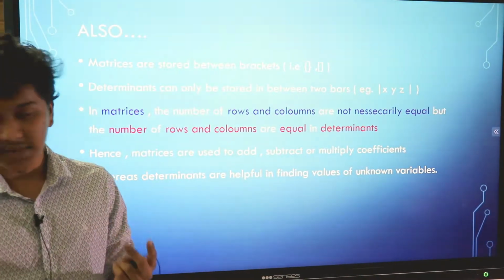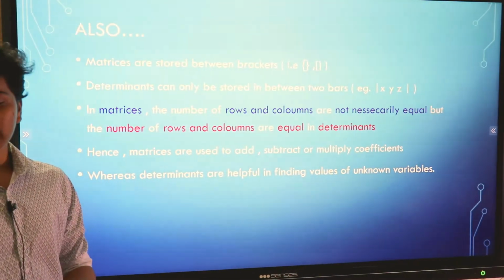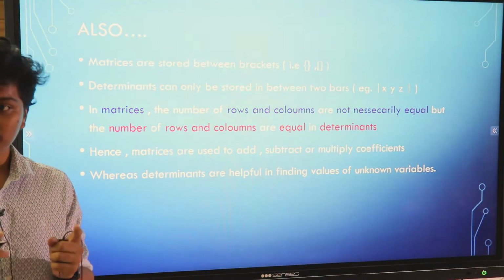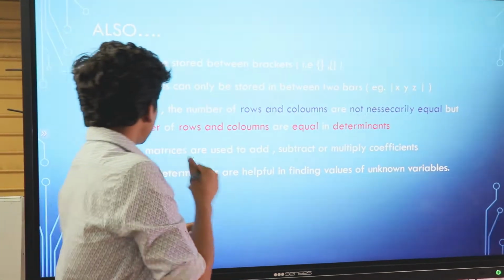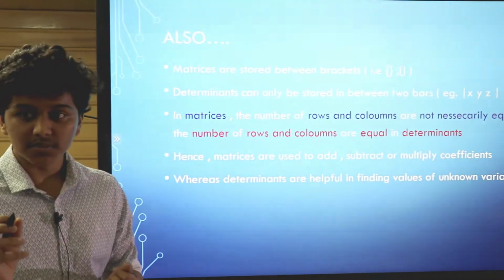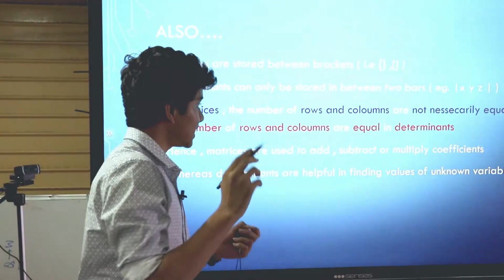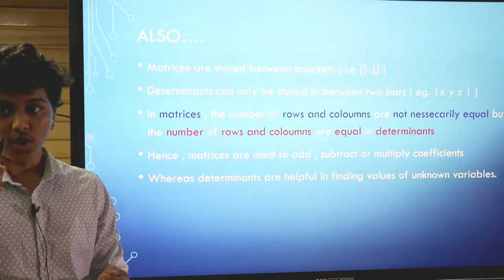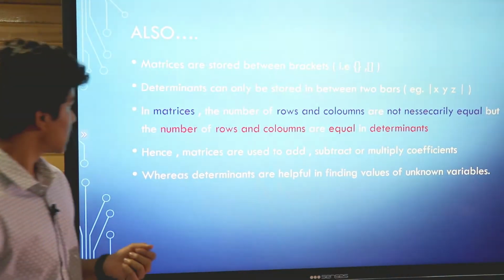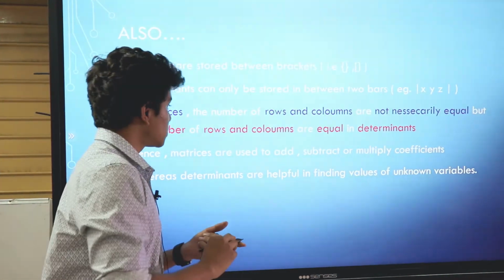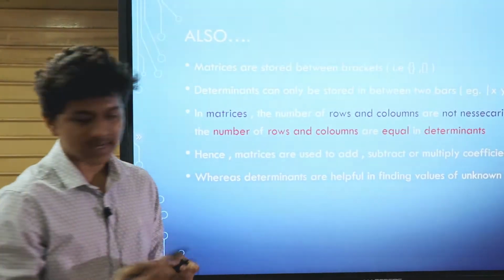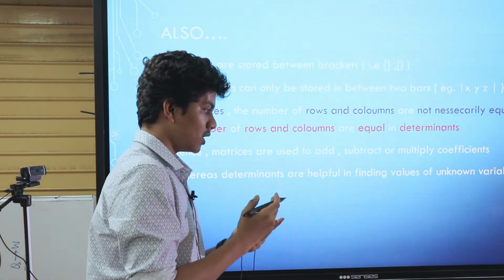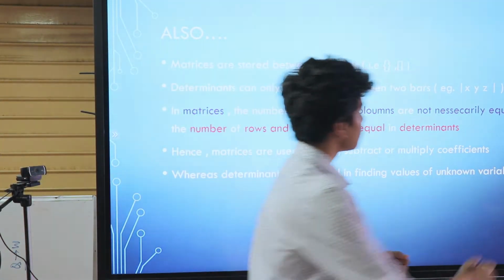Alright, so matrices and determinants, the difference between the two. First of all, matrices can be stored in brackets, any type of brackets, but determinants can only be stored between 2 bars. Next, in matrices, the number of rows and columns are not necessarily equal. They can be different, but to be a determinant, the number of rows and columns are necessarily equal. Also, matrices can be used to add, subtract, multiply, operate basically, whereas if you want to find out any unknown values, any variables, you can use determinants.